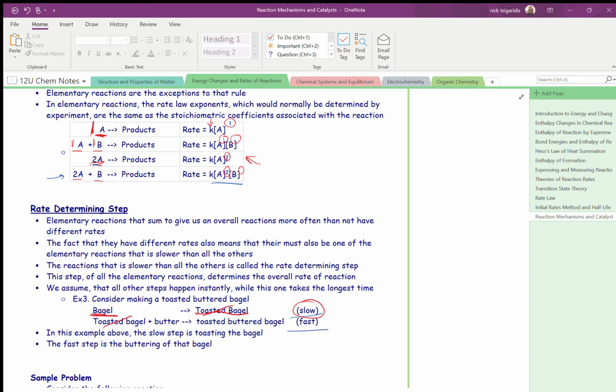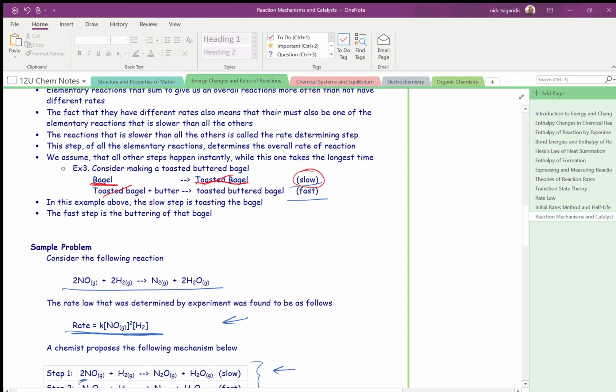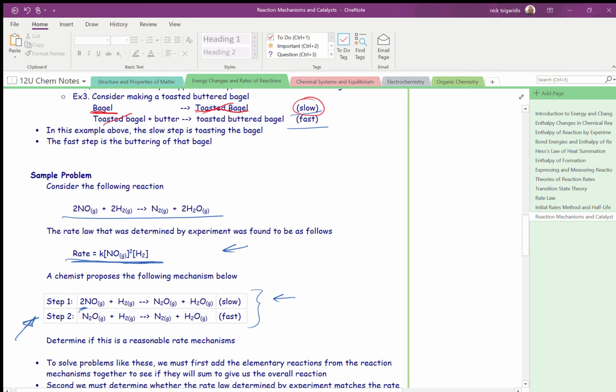And that's what we're talking about with these reaction mechanisms. So what we're really talking about is the idea that one of the steps in these processes is going to be the slow step, and the other one is going to be the fast step. So how can we use this to determine rate laws and whether these reaction mechanisms that we're coming up with are going to be true?